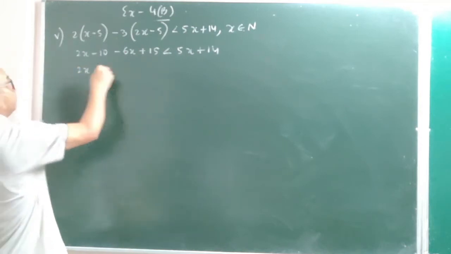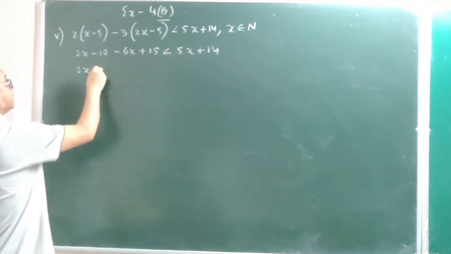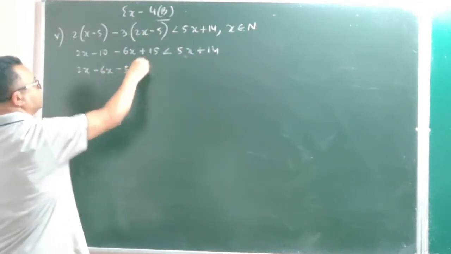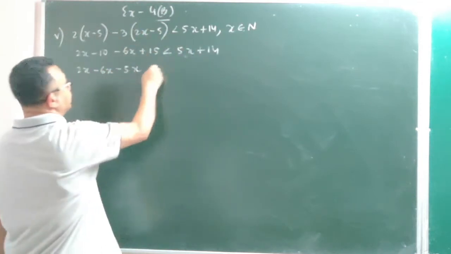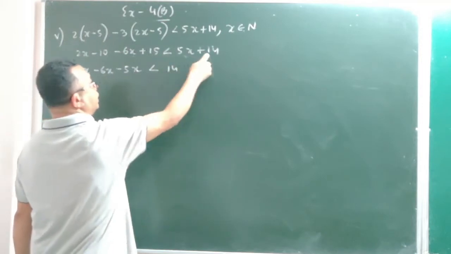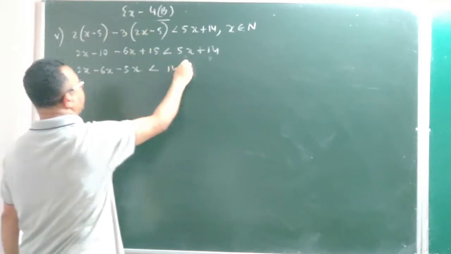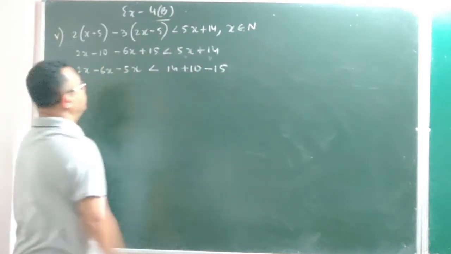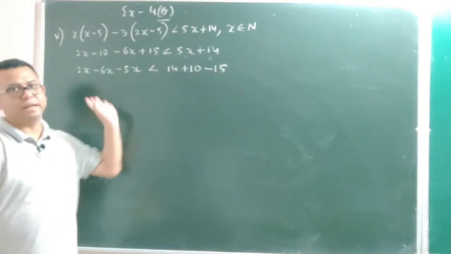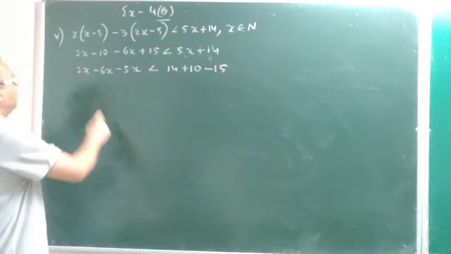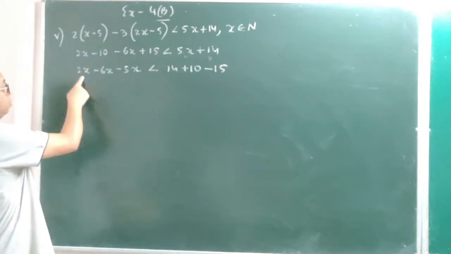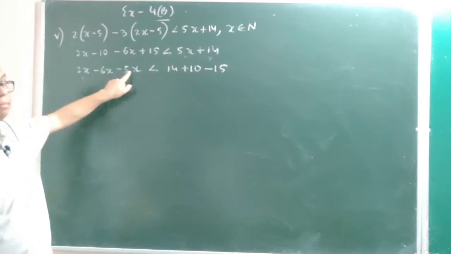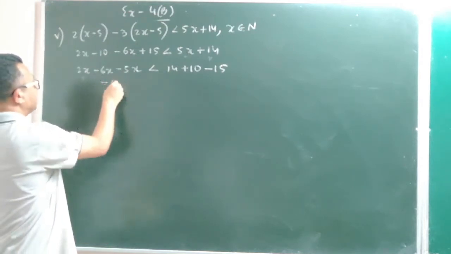2x we have, then this minus 6x already there on the left hand side, then that 5x also I will bring to the left side, minus 5x. Then less than, already on the right side you have 14. Then minus 10, if I am taking that side, it will be plus 10. 15 is going that side, it becomes minus 15. So I have arranged all x on one side and all numbers on the other side. So 2x minus 6x is minus 4x, minus 4x minus 5x is minus 9x.